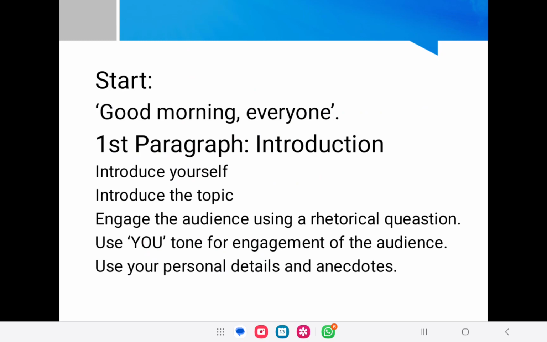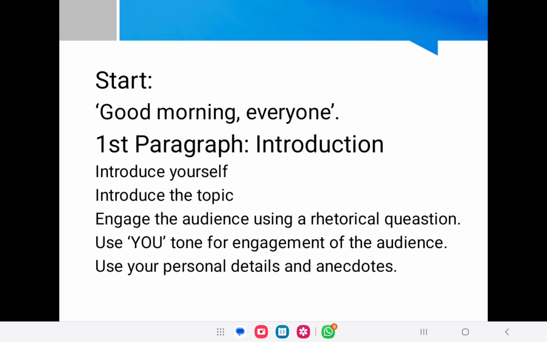A few things are important for a speech. Engage the audience using a rhetorical question. A rhetorical question is a kind of question that doesn't demand any answer. It is an engagement technique you use for the audience. You can just ask them: have you ever thought about this? Have you ever been to a zoo? Have you ever been to a jungle? Have you ever been to a forest? Here you have to use a rhetorical question as an engagement technique.